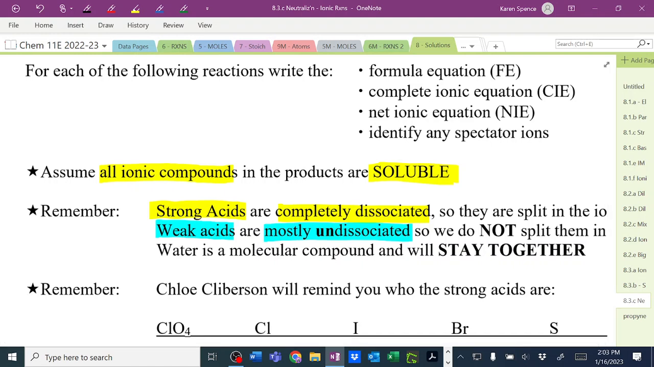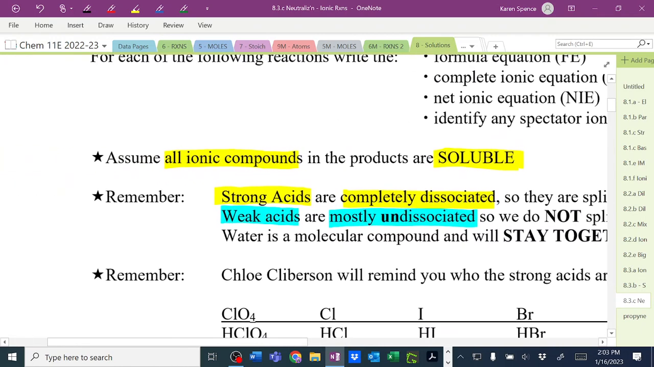If you have a weak acid, HA, is it mostly going to be HA together, or is it going to mostly be H plus and A minus separately? It's mostly going to be together. So when we write a weak acid in an ionic equation, we don't separate the ions, we write them together, okay? So we do not split them up. So weak acids stay together. Strong acids come apart.